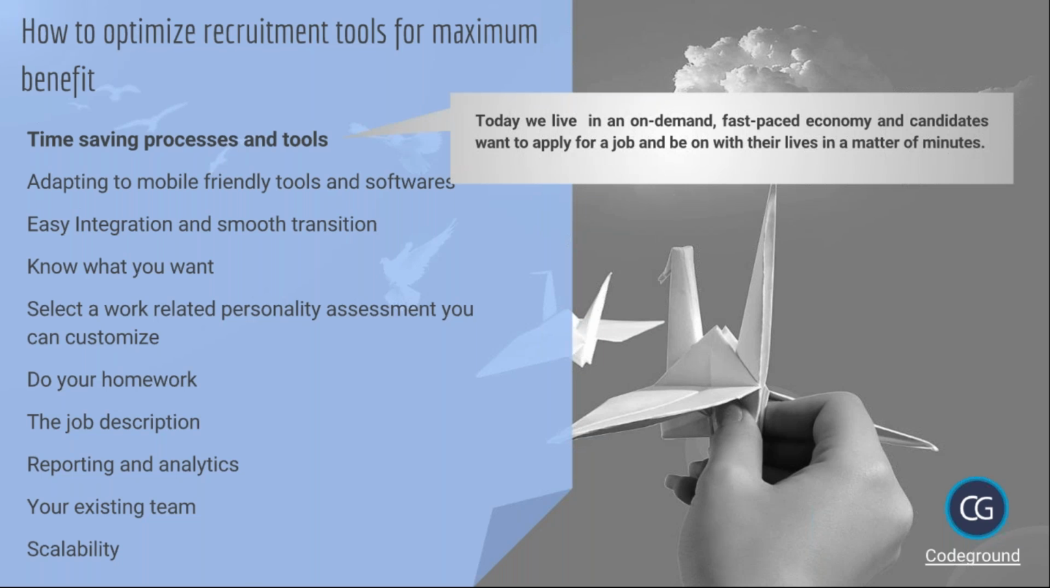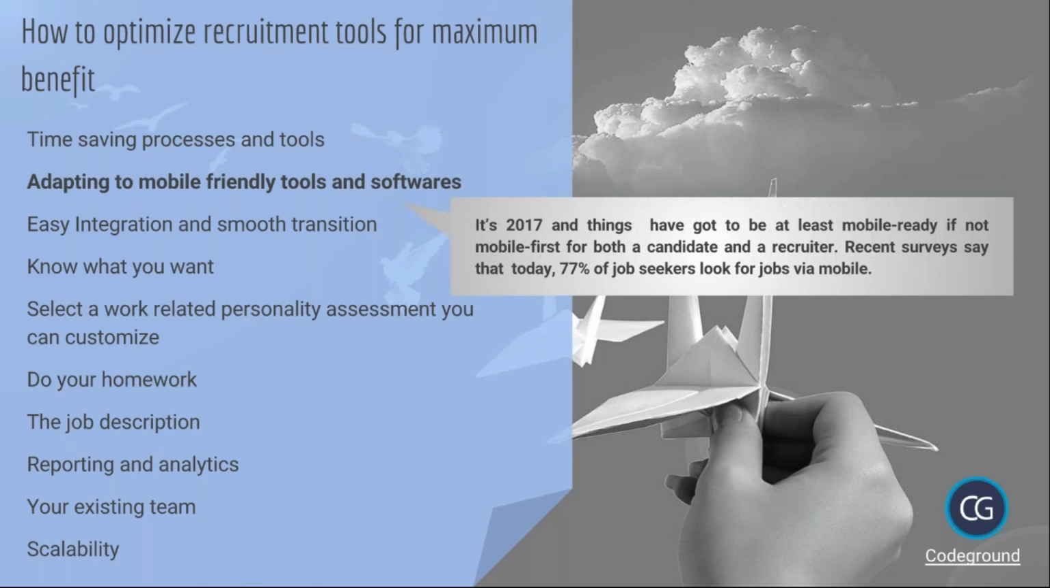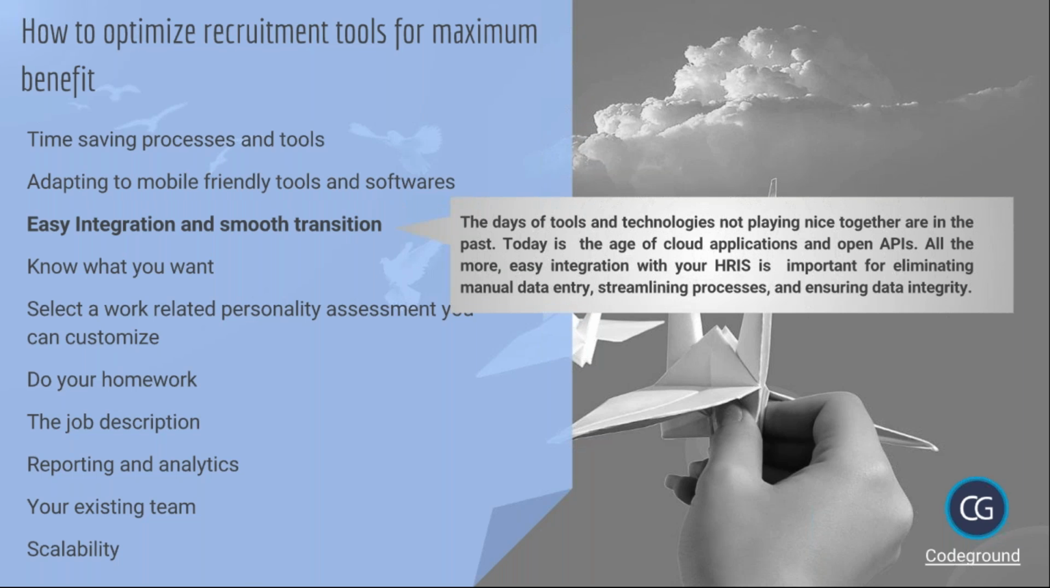Time-saving processes and tools. Today, we live in an on-demand, fast-paced economy, and candidates want to apply for a job and get on with their lives in a matter of minutes. Adopting mobile-friendly tools and software. It's 2017 and things have got to be at least mobile-ready if they're not mobile-first, for both candidates and recruiters. A recent survey shows that today 77% of job seekers look for jobs via mobile.